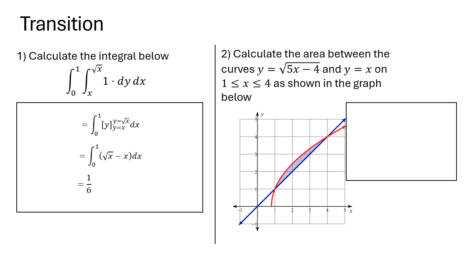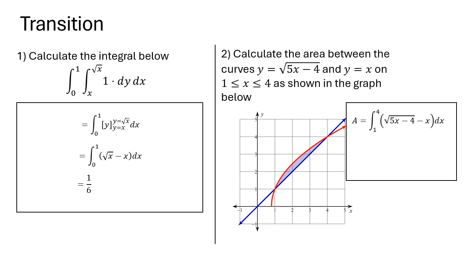Next, for finding the area between two curves, we take the integral of the curve that's on the top minus the curve that's on the bottom. In this case, the curve that's on the top is y equals the square root of 5x minus 4, and the curve that's on the bottom is y equals x. This results in the integral from 1 to 4 of the square root of 5x minus 4 minus x dx.